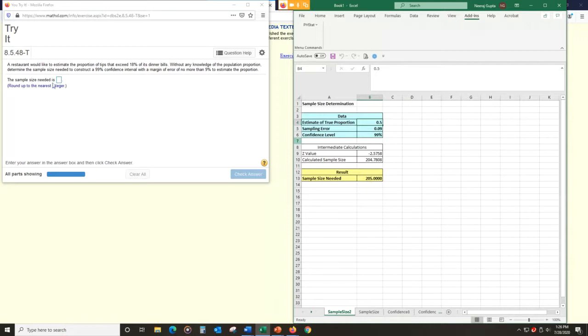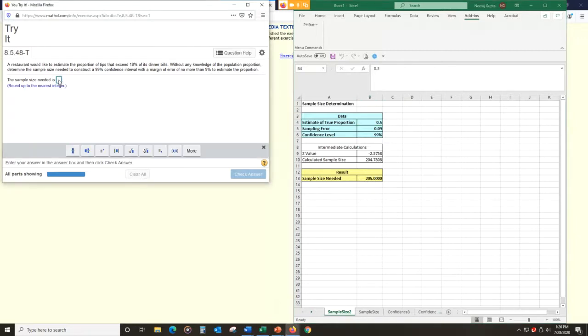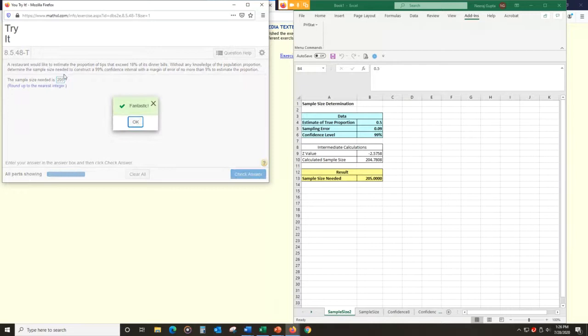And it is asking you sample size needed. It is not asking you how many additional. So you are providing here 205. So read the problem carefully and then you answer. Does it make sense for everyone? Everyone is good?